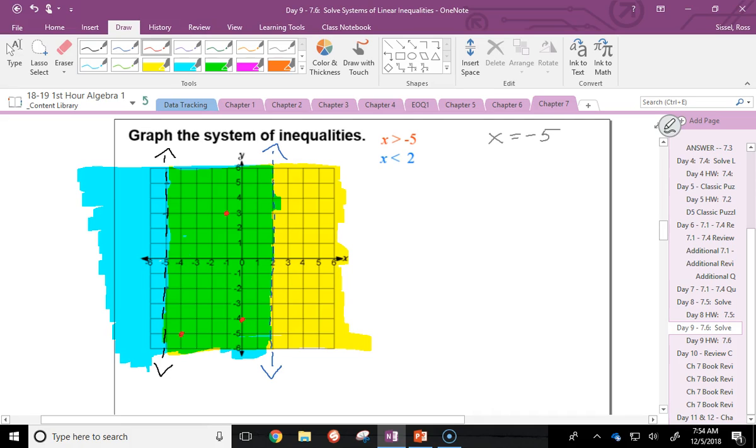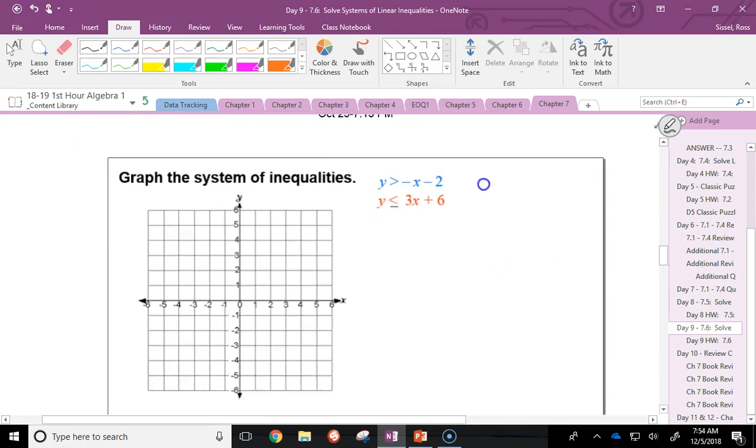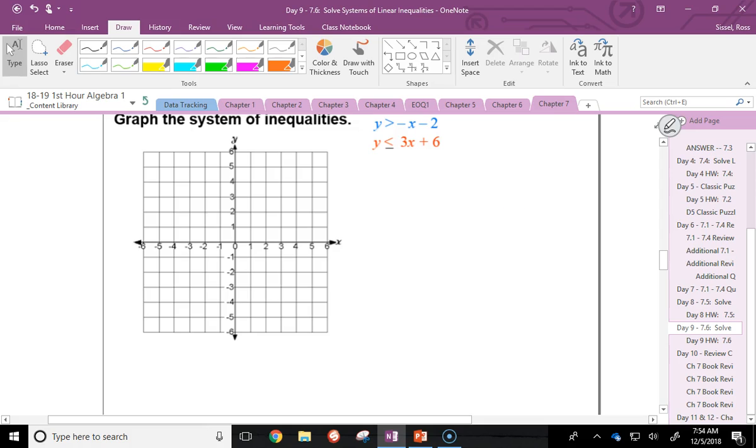Any questions on that? It's fairly simple. We don't write out an answer. We're looking at our graph. Okay? So when we have a system of inequalities like this, it's fairly easy. All we are going to do is exactly like our warm-up.